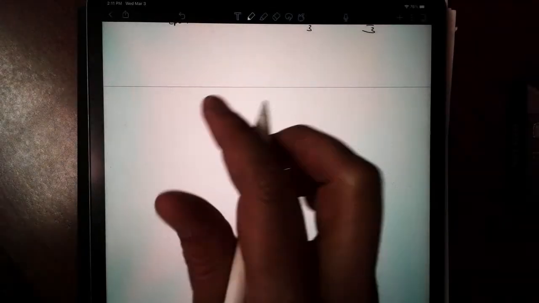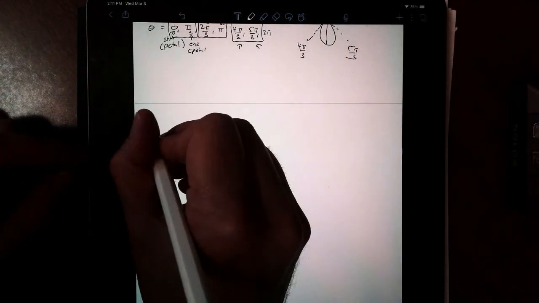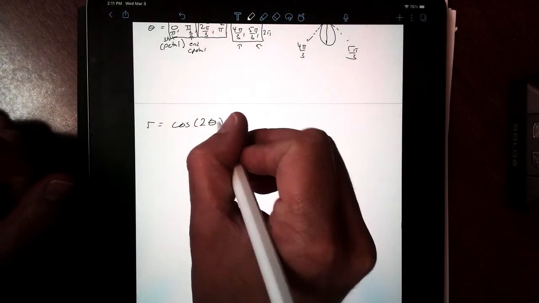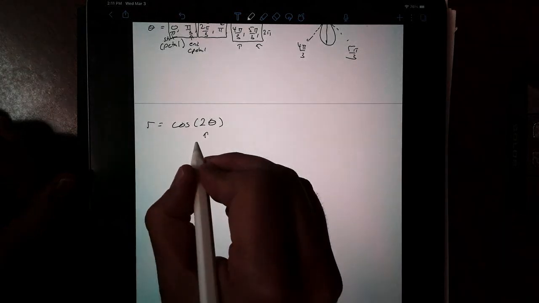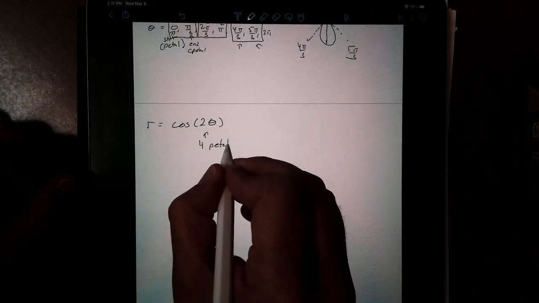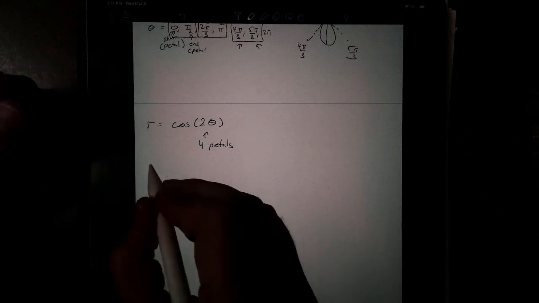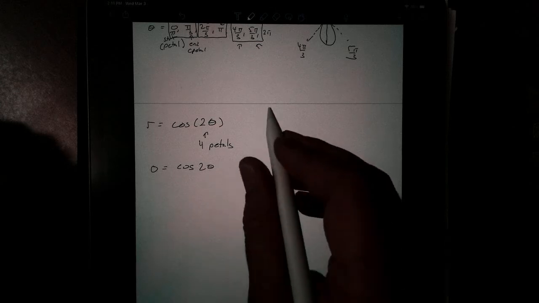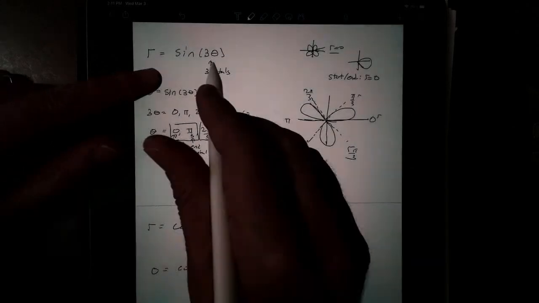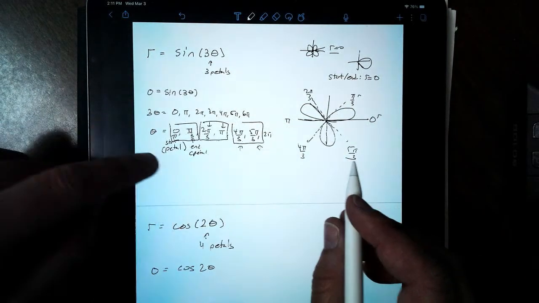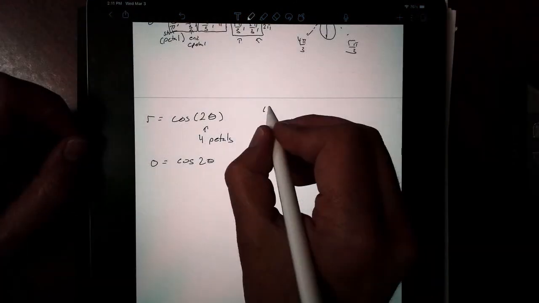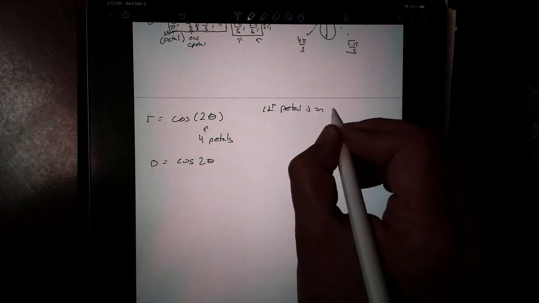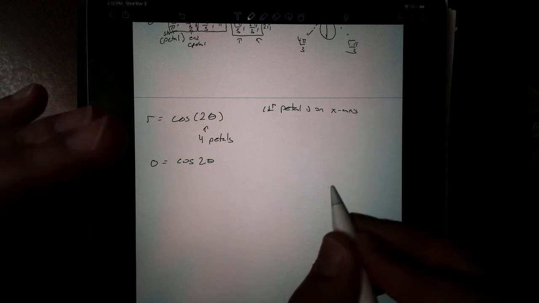Will this work for other ones? Well, what if we did something like r equals cosine of, let's say, 2 theta. Now remember for this one, if it's even, we have to double. So this has 4 petals. Now cosine's a little bit different. If I set this equal to 0, we get cosine of 2 theta equals 0. Where in sine the first petal is always in the first quadrant, in cosine the first petal is on the x-axis. So that's going to change a little bit for us.